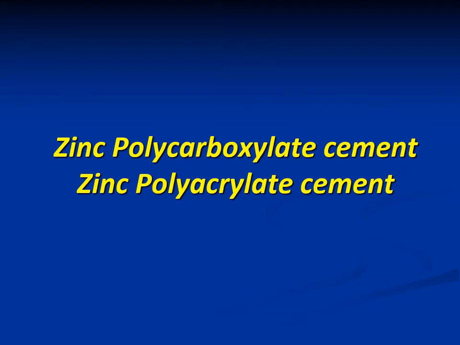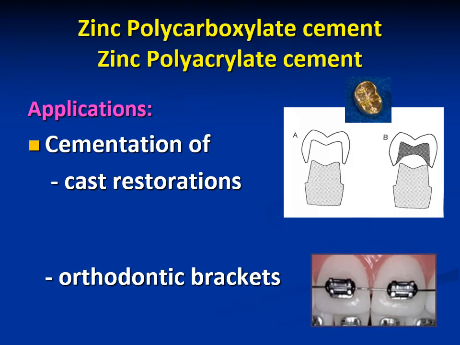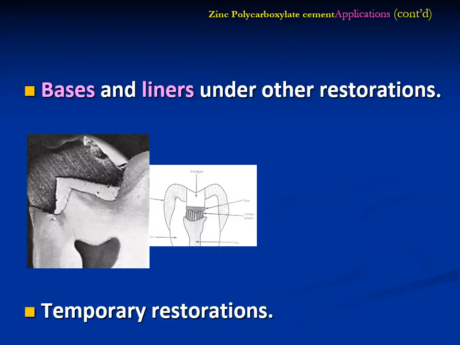The second acid-base reaction conventional cement that we are discussing is zinc polycarboxylate or zinc polyacrylate cement. We have to describe the composition, chemistry, manipulation, and properties of this type of cement. The zinc polycarboxylate cement is applied for cementation of cast restorations and cementation of orthodontic brackets.